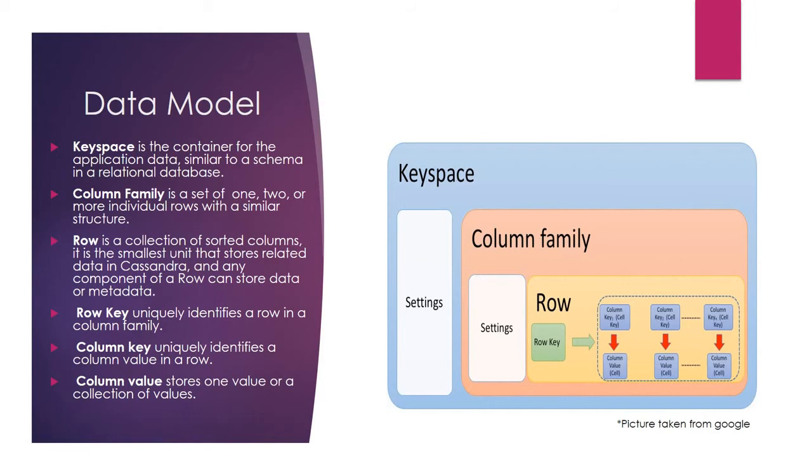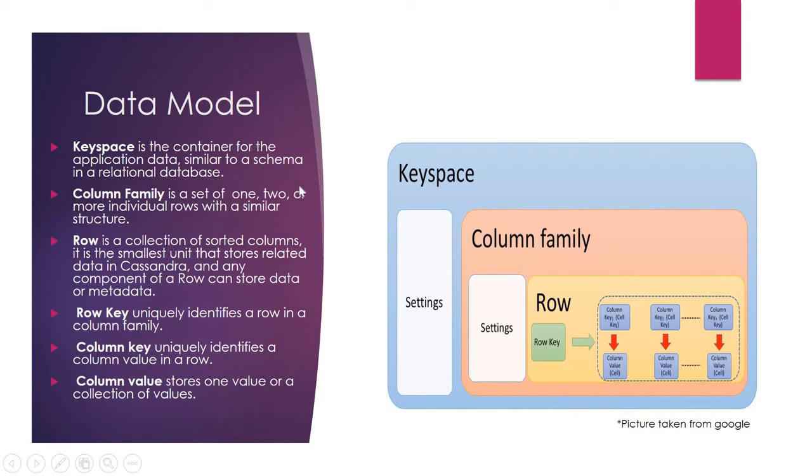So what is a key space? A key space is the top level unit of information in Cassandra. The column family which you can see here is subordinate to only one exact key space. A key space is a container for the application data, something like a schema in a relational database.